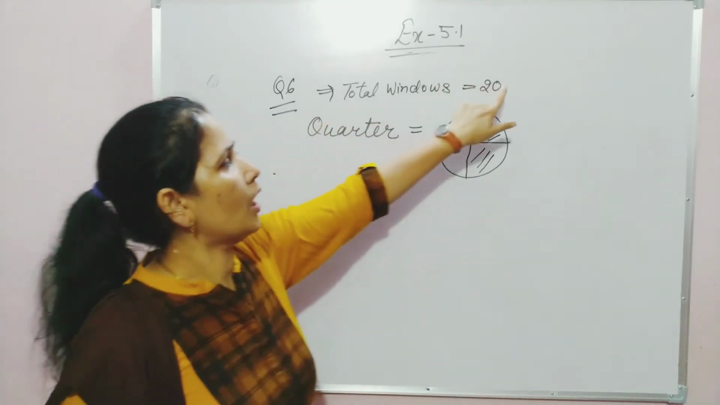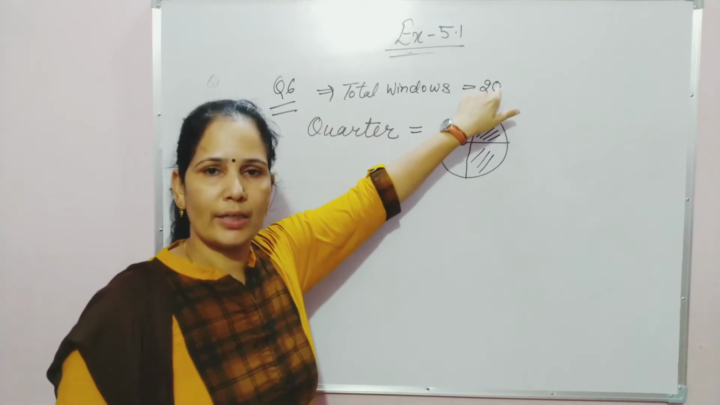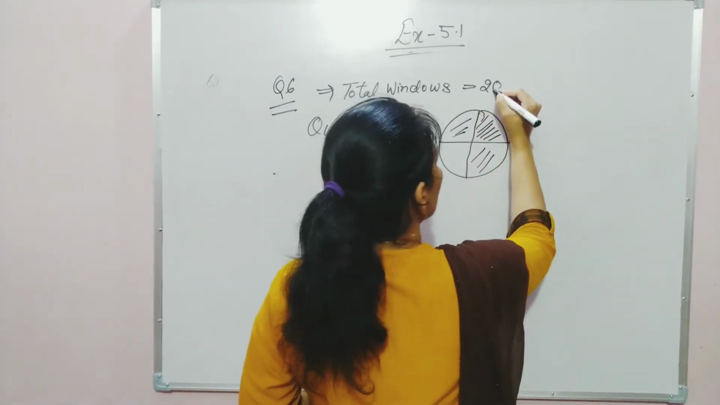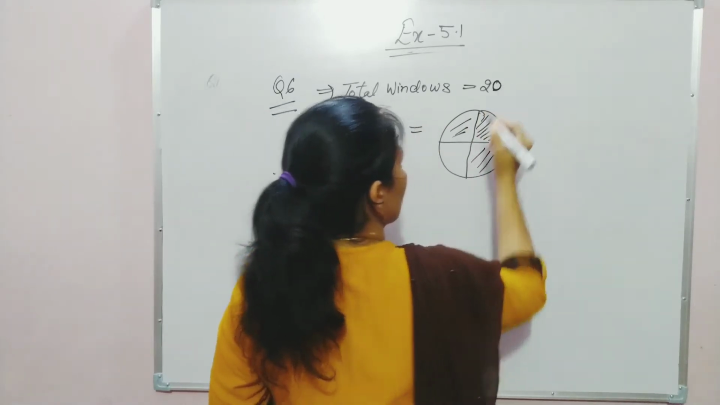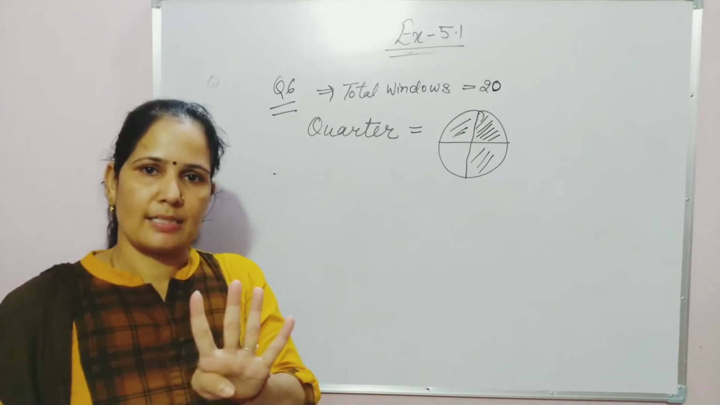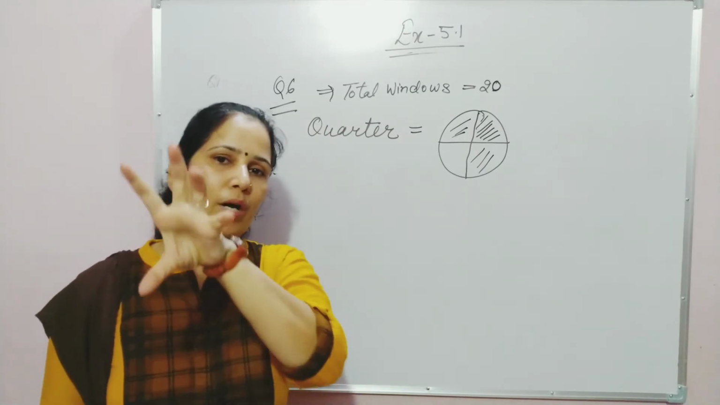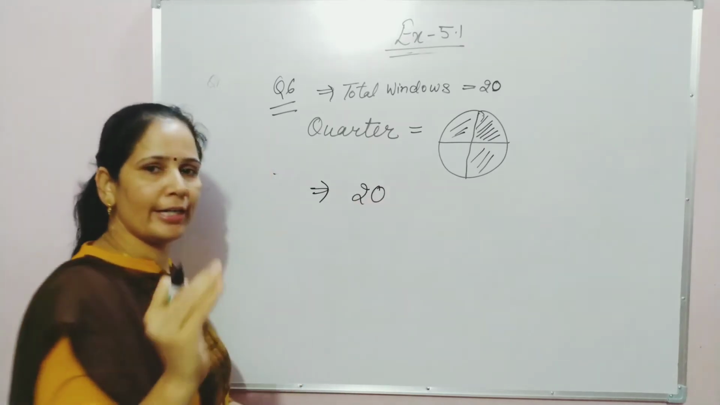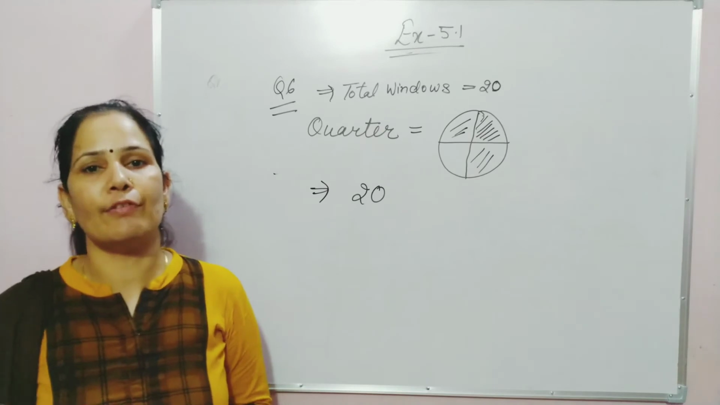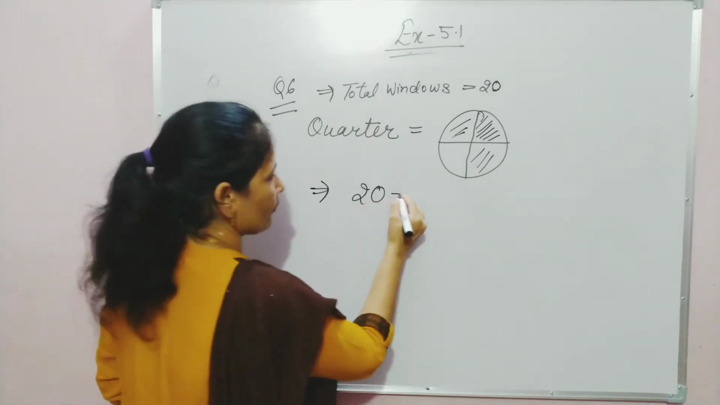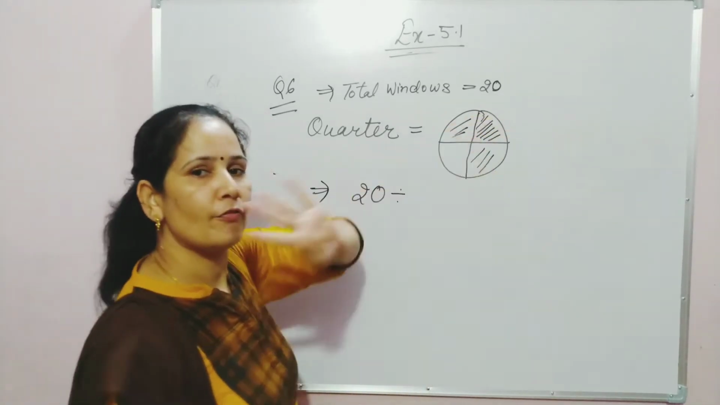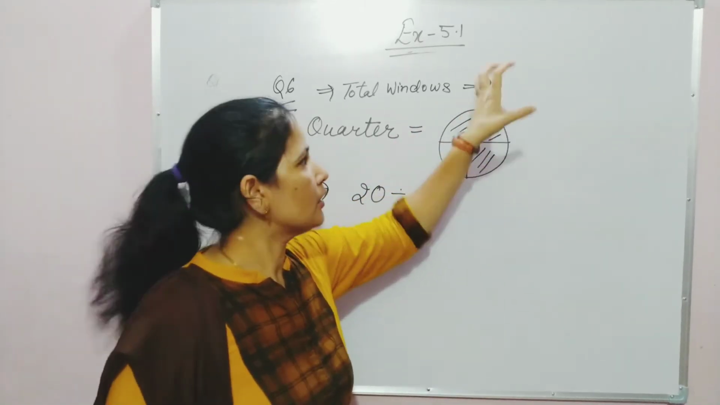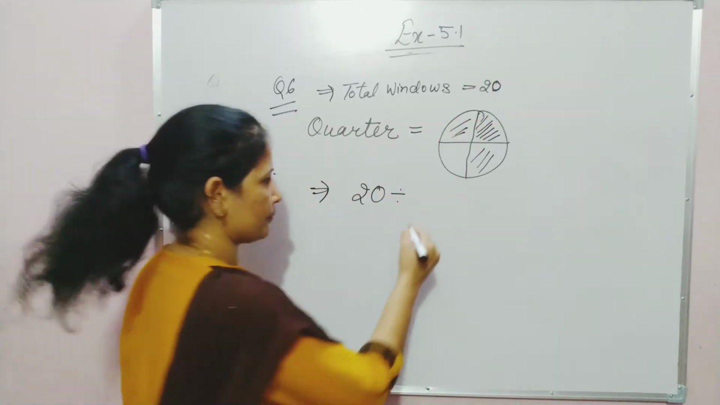So total windows are 20. Quarter means we divide this 20 into 4 equal parts, and 1 quarter means 1 part. Then divide 20 into 4 equal parts. To divide 20 into 4 equal parts, 20 divided by 4. Because how many quarters are there? 4 quarters in total. So to find 1 quarter, 20 divided by 4.